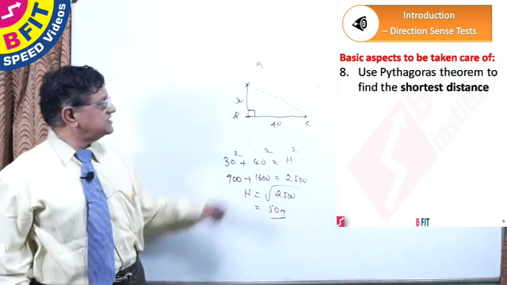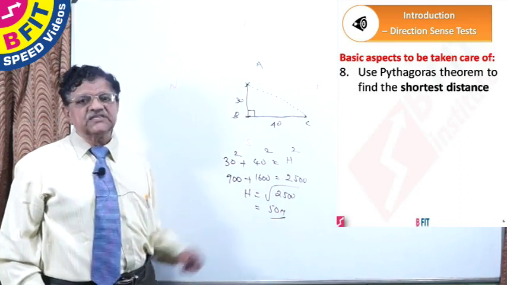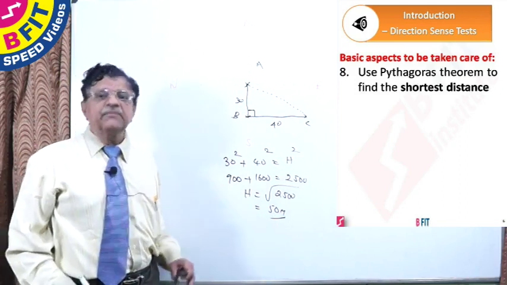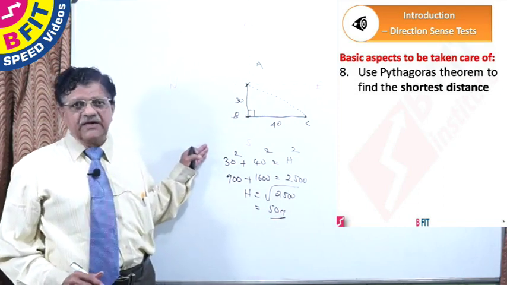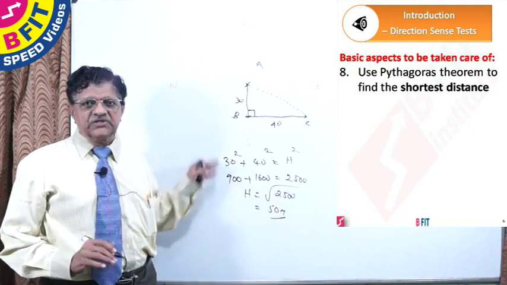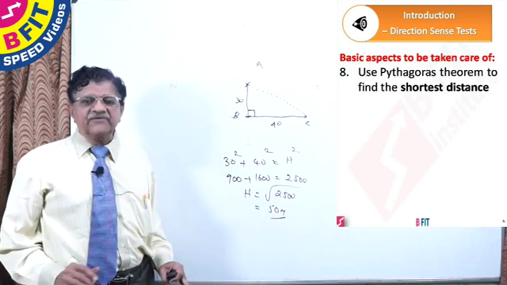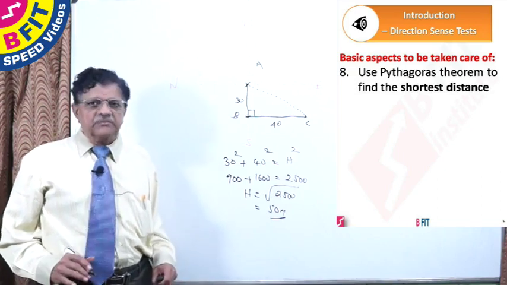The shortest distance between C and A is the hypotenuse, which is 50 meters, and in many problems you may have to use this theory and concept to arrive at the shortest distance covering 2 points. So these are the basic points. After having learnt this, now we will try to solve problems one by one.